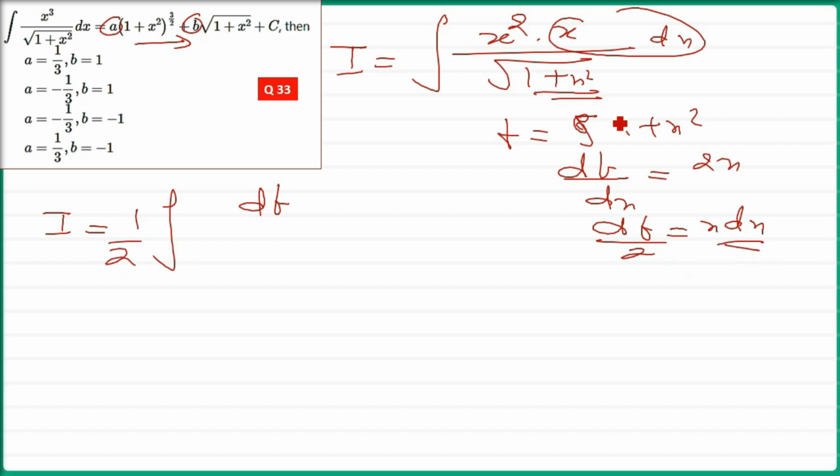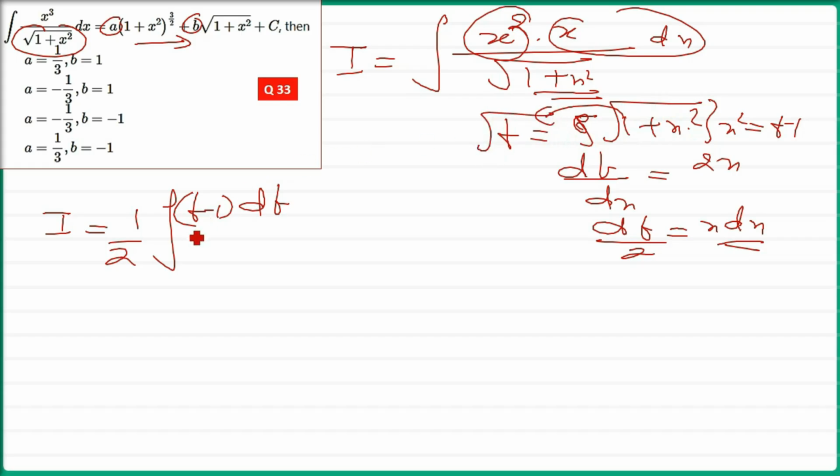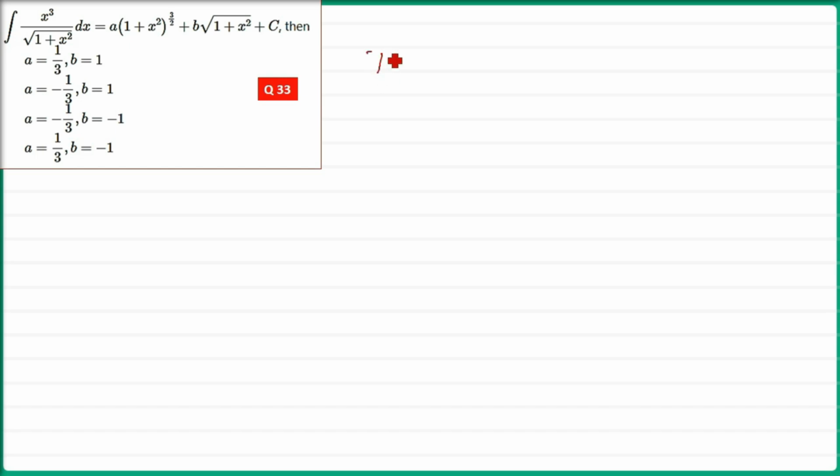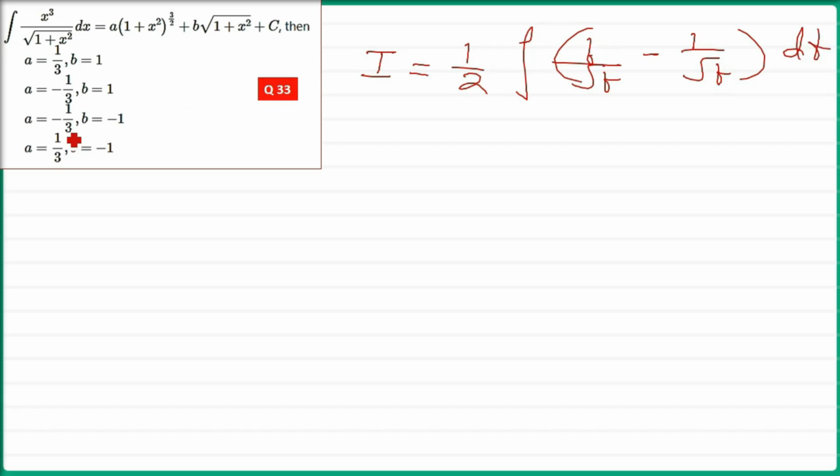X square is still there. We can change this, since t equals 1 plus x square, in terms of x square it will be t minus 1. So we can write t minus 1 in place of x square. So t minus 1 dt, and under root 1 plus x square is under root t. Now we can integrate it directly. We need to separate them out. So I am writing it again. Integration will be half, and first one will be t by under root t, minus 1 by root t. So we'll separately integrate them. You know already we have done so many questions like this, but for the sake of completion we are going to do it just now.